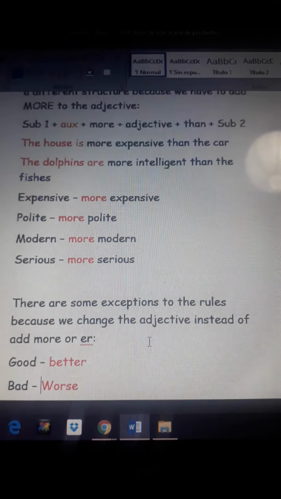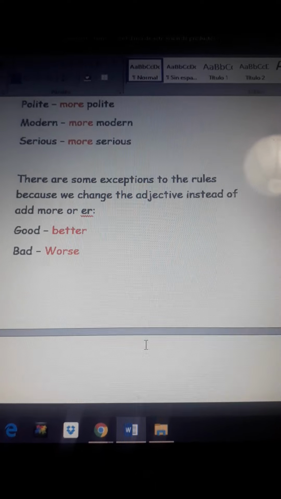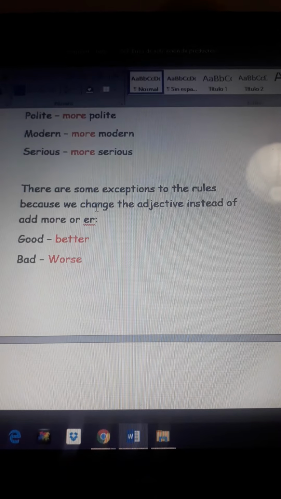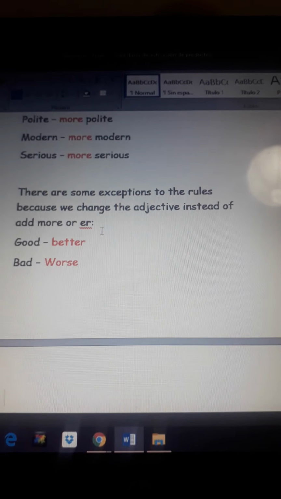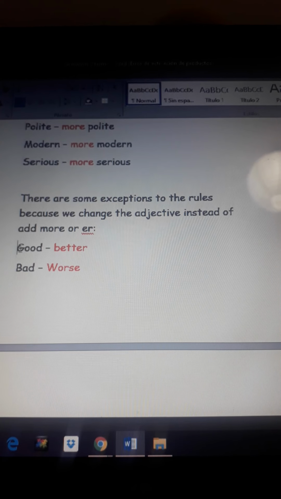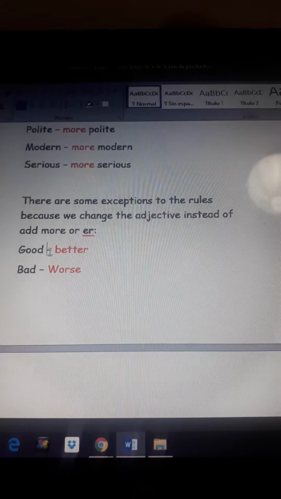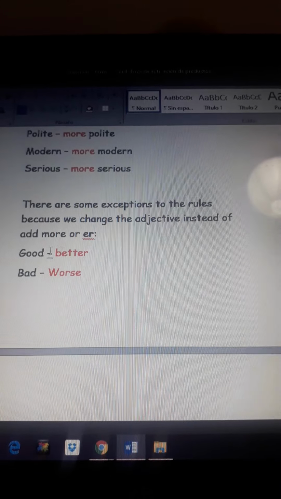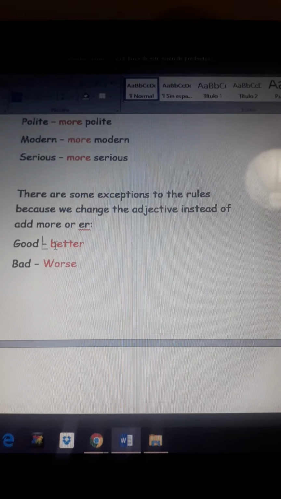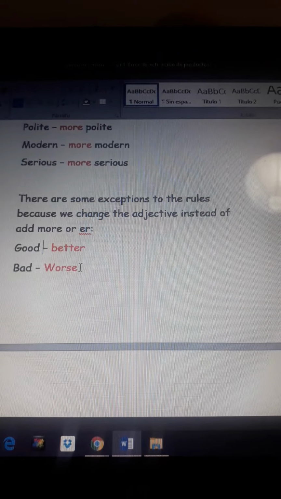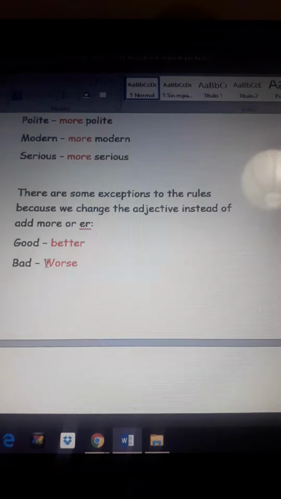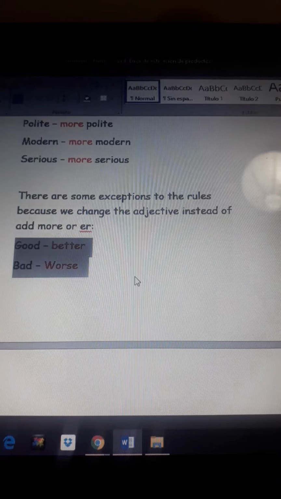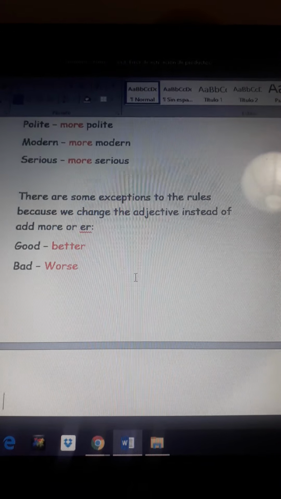Okay, there are some exceptions to these rules, because instead of adding er or more, we have to change the adjective. For example, good: we don't say gooder, we say better, or more good. No, that isn't correct. We say bad and we say worse. Okay, we don't say badder or more bad. In these cases we have to change the adjective.